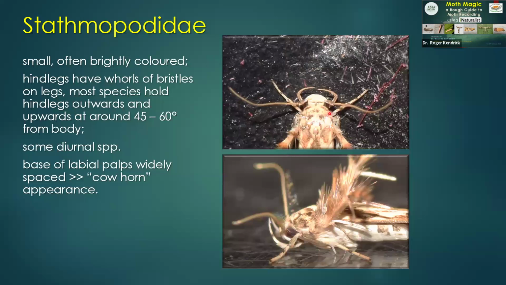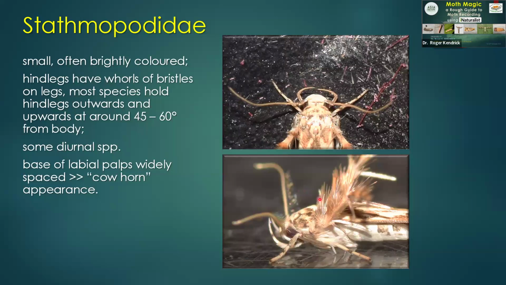But they almost all have these kind of cow-horn labial palps when you look at it from above. From below or to the side, you can see the palps are actually very much tucked in under the head and recurved, not quite over the head like most Gelechioidea. Some don't have quite such obvious cow horn to the side, but protrude more to the front.